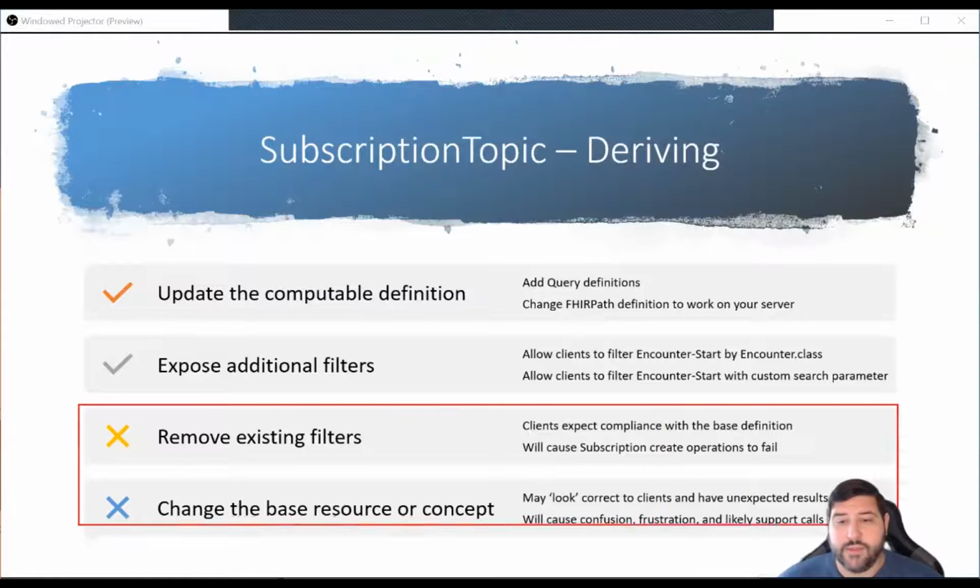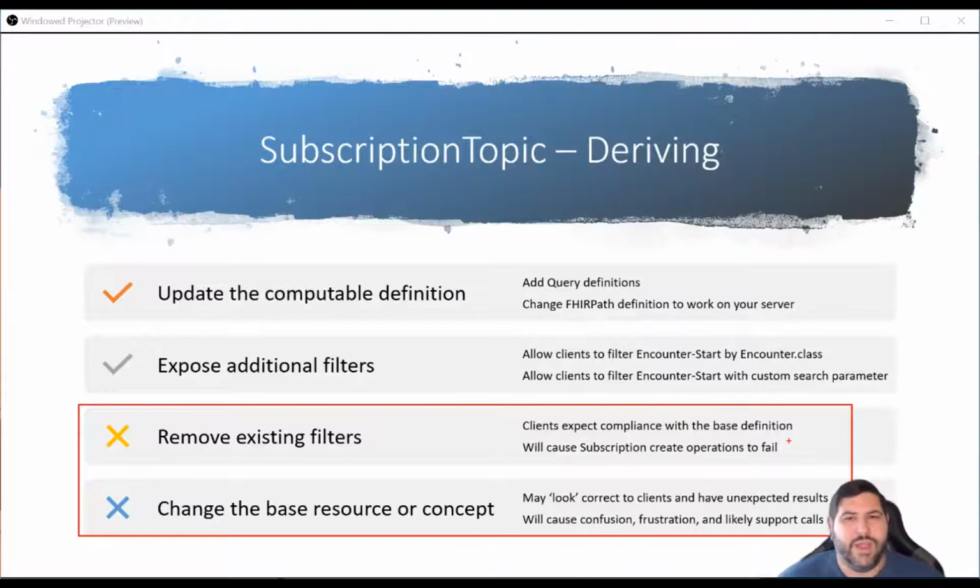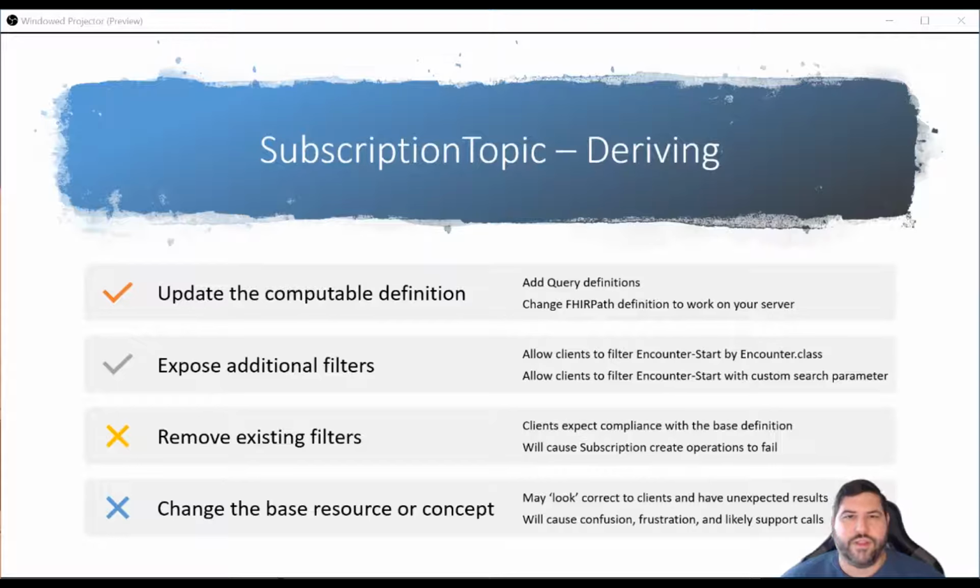There are a couple of things we just said you shouldn't do. So again, this is just dealing with expectations of clients and servers, that if you try to remove an existing filter, you can't derive from that. The client won't be able to understand what's going on. And same thing with changing the base resource. You can't say, the start of an encounter is like the start of a new medication or treatment, and so I'm going to just swap out the resource. Again, clients have no way of discovering that in any sort of reasonable manner.